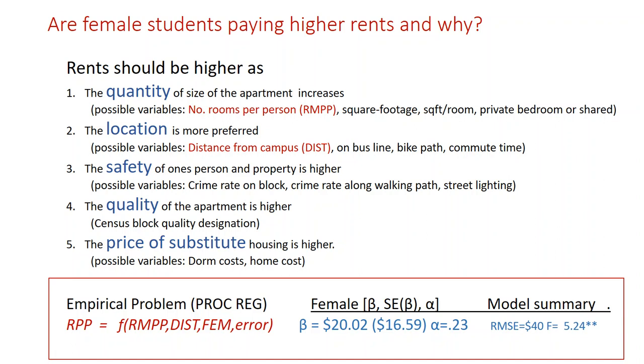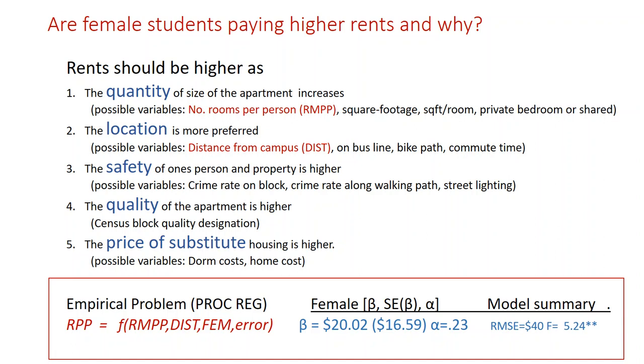So location, we have distance from campus, but we don't know if it's on a bus line. That might be a more desirable location and therefore command a premium. We don't know if it's on a bike path, or students may want to take their bikes to campus, and that might require a premium on the housing. And we don't know how far it is in terms of commute time. We know distance in blocks, but we don't really know anything else.